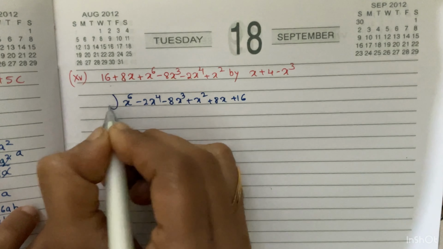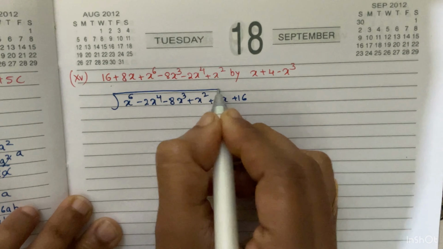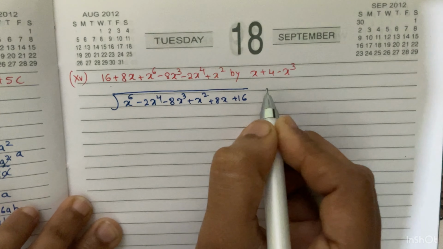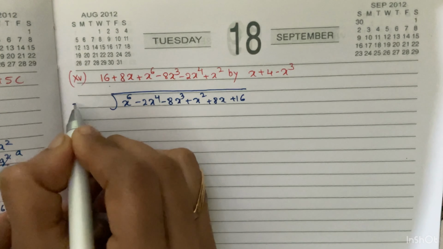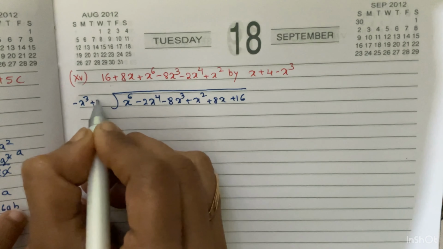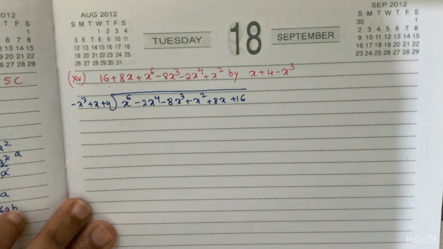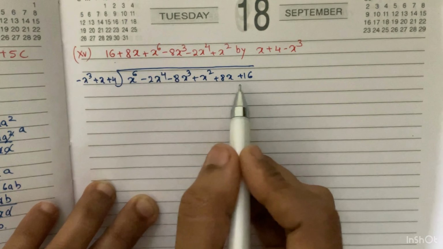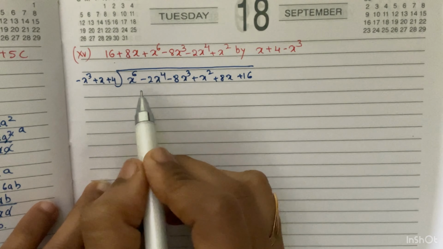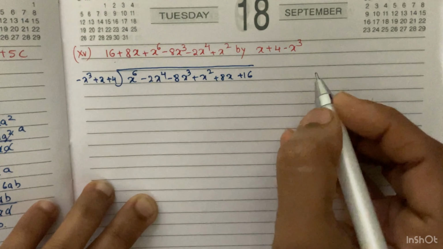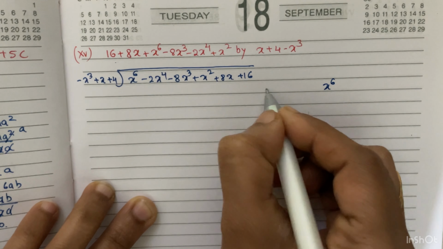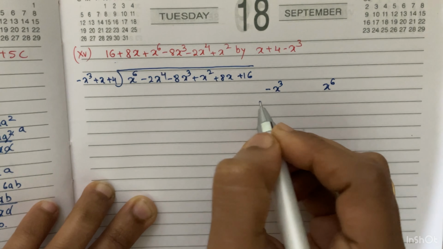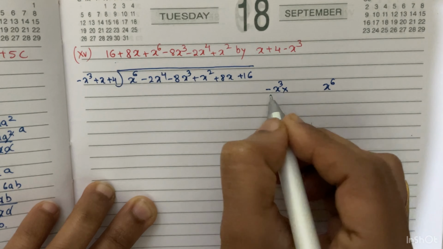Okay, this polynomial we have to divide by this one. Again here also I'm writing in the highest power, so it will be minus x cube plus x plus 4 here. Okay, now in this polynomial I'm going to consider the first term, that is x raised to the power 6, and here I'll be considering minus x cube. Now see here, I'm going to multiply by a number.